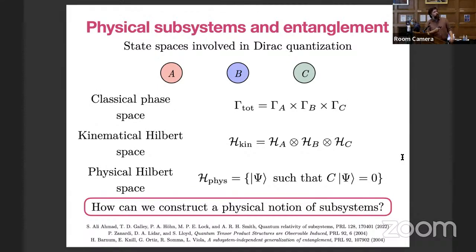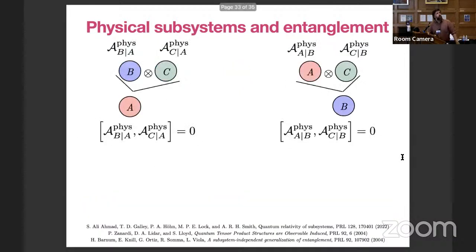This is some work I've done with Shadi Ali Ahmad, Thomas Galley, Philip Hoehn, Max Lock. The idea was that what we should really be doing is constructing these relational Dirac observables, and we can look at commuting subalgebras of them. So if we have our three systems, we can construct relational Dirac observables of system B relative to A and system C relative to A. And if we show that they commute, and following some of these references here, you can actually get a physical notion of subsystems, such that you can write your physical Hilbert space as this tensor product here. So these commuting subalgebras can induce this notion of subsystems.